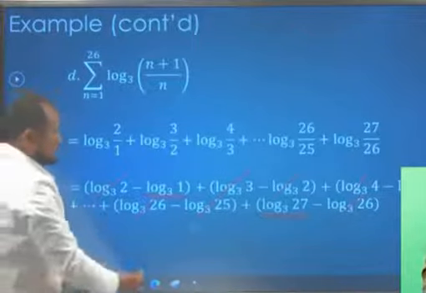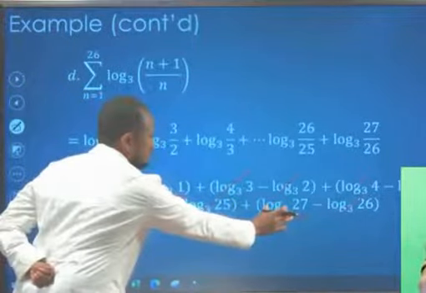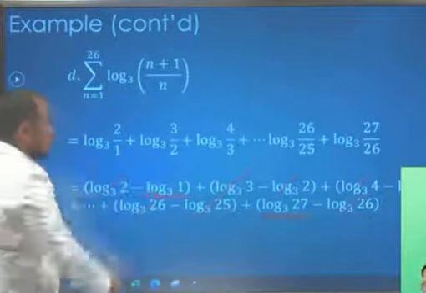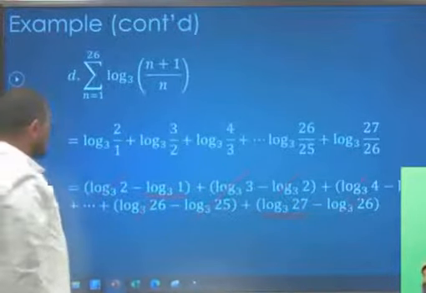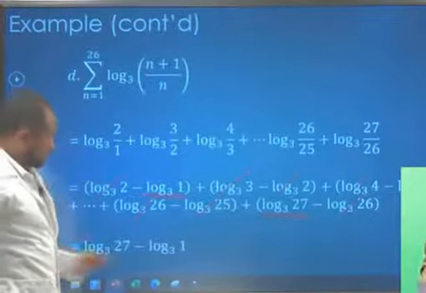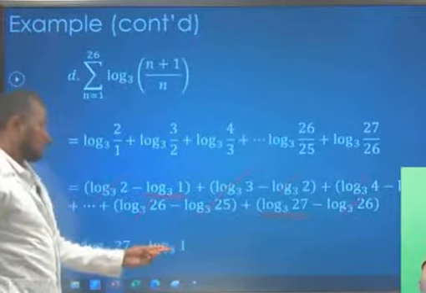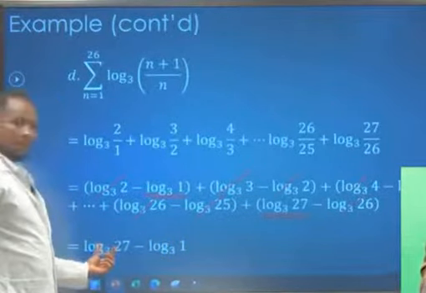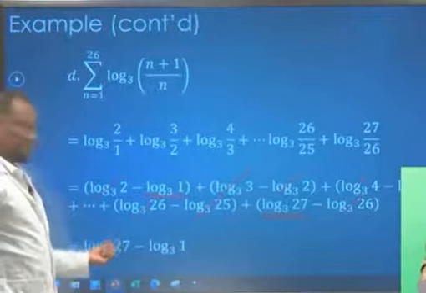So this means the answer will be the logarithm of 27 in base 3 minus the logarithm of 1 in base 3. So this will be the answer. The logarithm of 1 in base 3 is 0, and 27 is 3 to the power of 3, so this is the logarithm of 3 to the power of 3 in base 3.